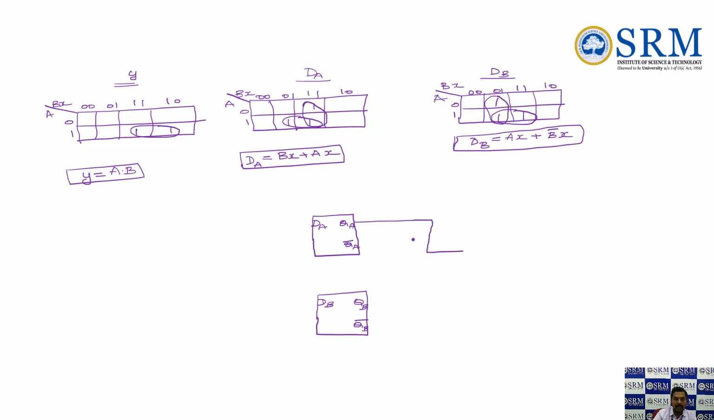So A into B. Hence I am using an AND gate over here. So I'll get an output Y is equal to A dot B. Okay. So now we got output Y. Now what about the inputs? Input is equal to BX plus AX. So what was the X here? So X is my input, and for D I have to use an AND gate as well as an OR gate, right?